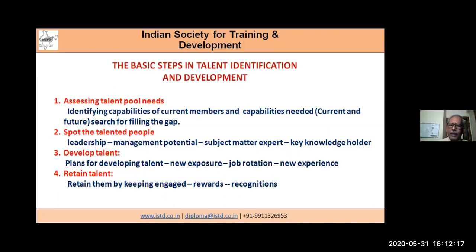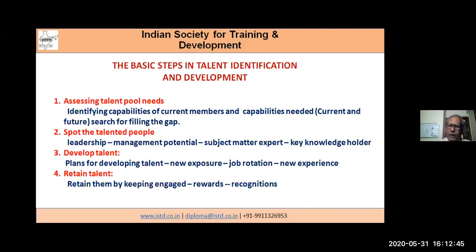Now, when you get the talent pool needs, then there is a direction for the organization. That's what you are looking for. We are looking for a particular kind of people with particular skill, particular experience, particular expertise, right? Of different cases. Then we can go and spot the talented people. Who are the talented people in the organization as well as outside? There is a need for finding that out.